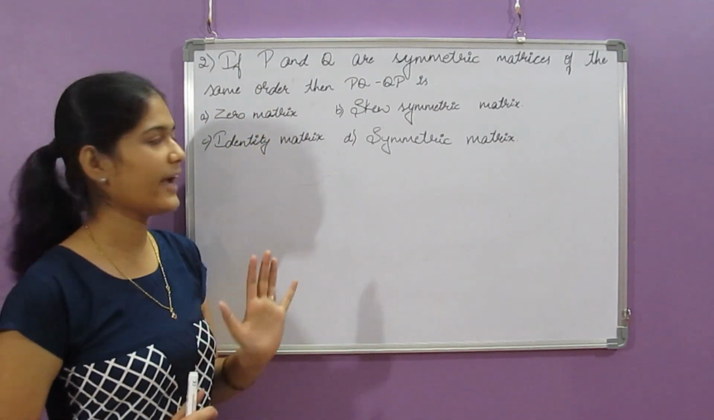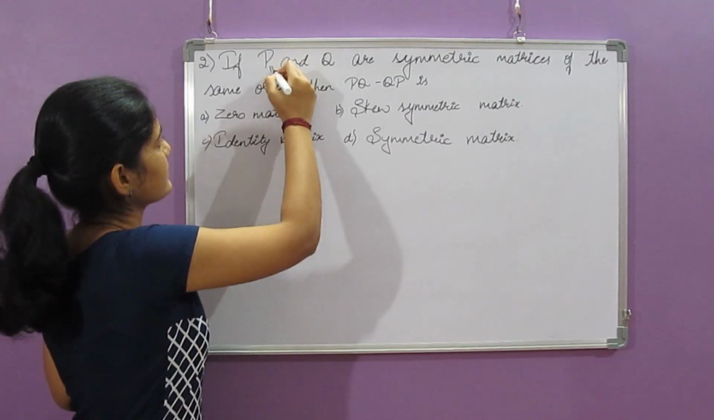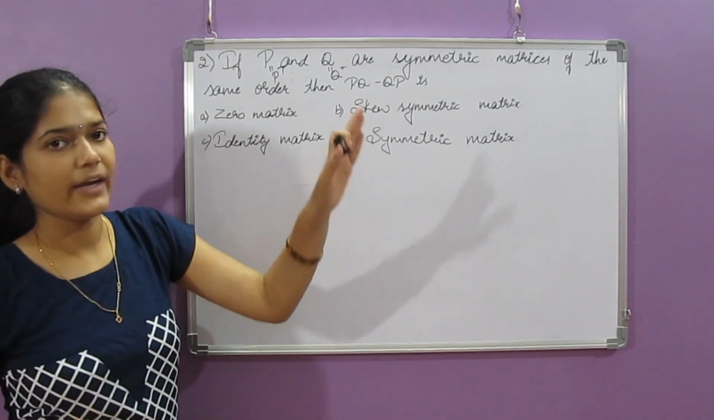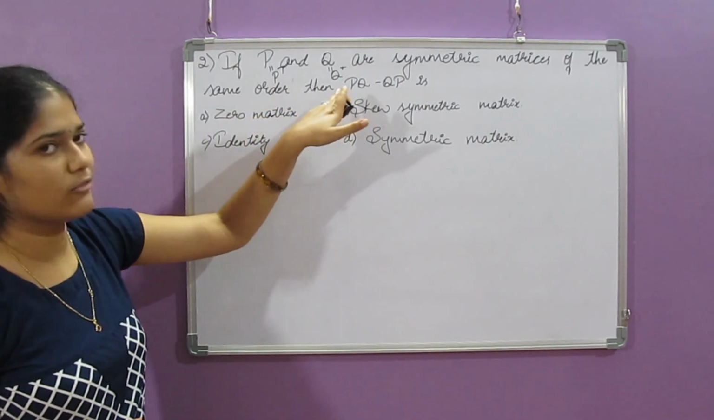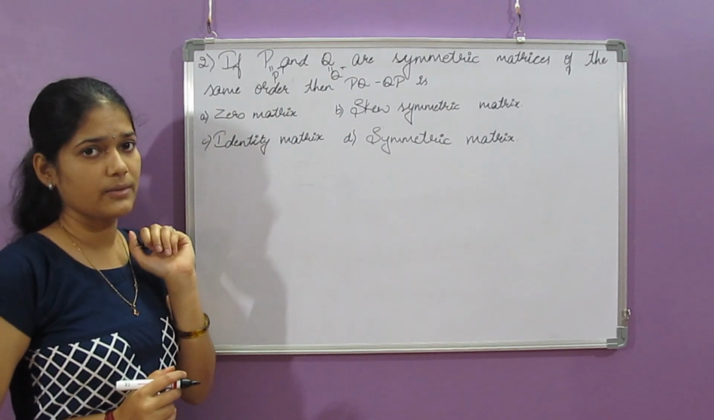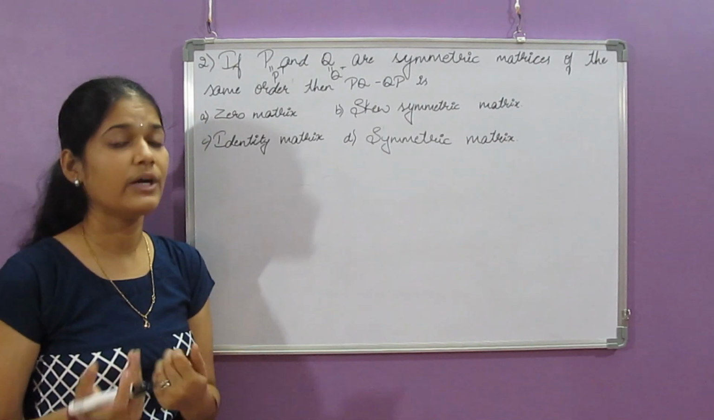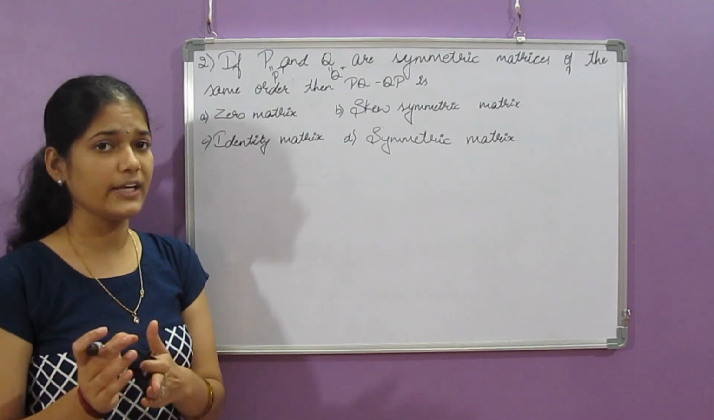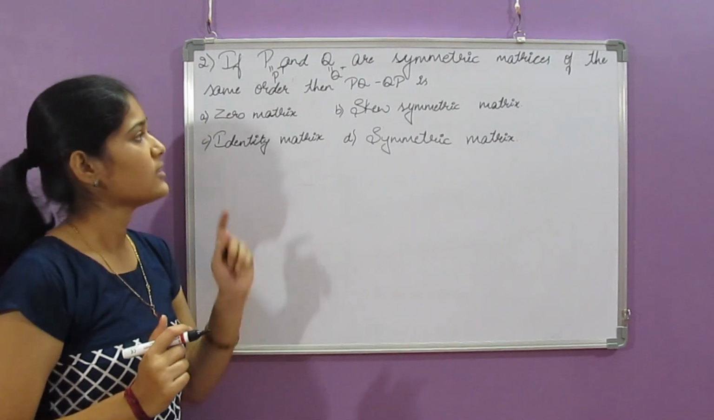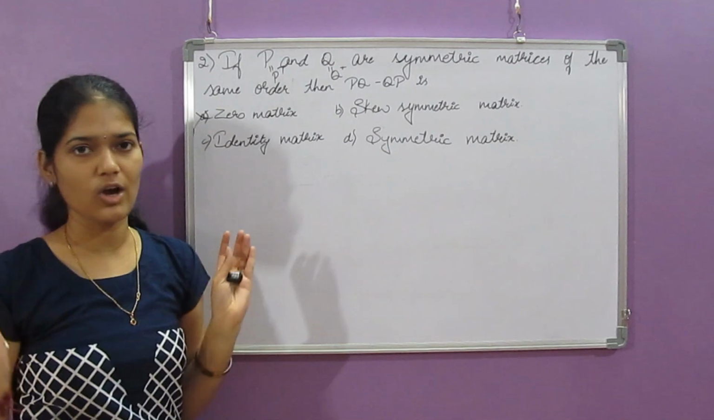In this problem, they have given that P and Q are symmetric matrices. P and Q are symmetric matrices means P is equal to P transpose and Q is equal to Q transpose. And we have to find what PQ minus QP will be. Will it be a 0 matrix? No, because we know that matrix multiplication is not commutative. When will it be commutative? Only if it is a diagonal matrix. Is it a diagonal matrix? No, right? So, PQ minus QP cannot be 0. We can directly reject this option.